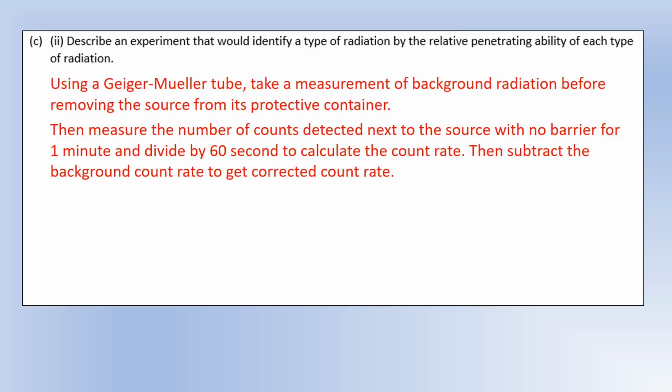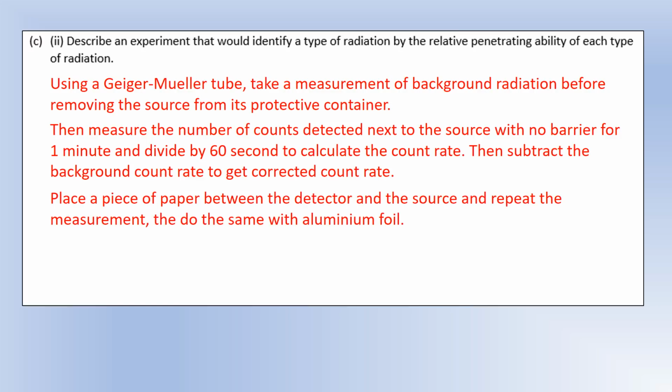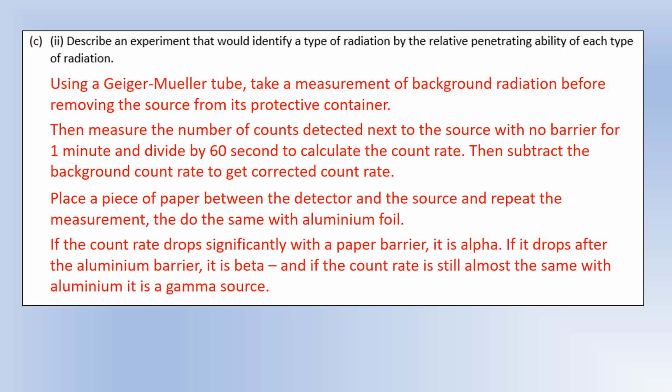And then I'd subtract the background count rate to get what we call the corrected count rate, or the count rate from our source. I'd then repeat that whole process, but now with a piece of paper between the detector and the source. And then I would do the same experiment with aluminium foil as well. After we've done that, we're going to look for the barrier that makes the count rate drop significantly. So if a paper barrier drops the count rate significantly, we've clearly got an alpha source. If the aluminium barrier drops the count rate, it's beta minus.